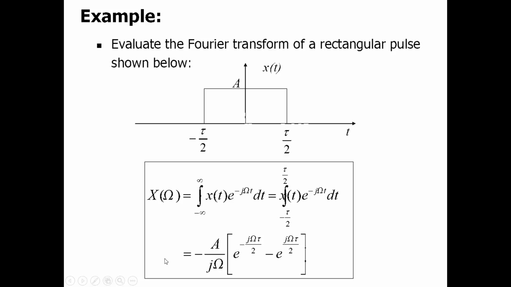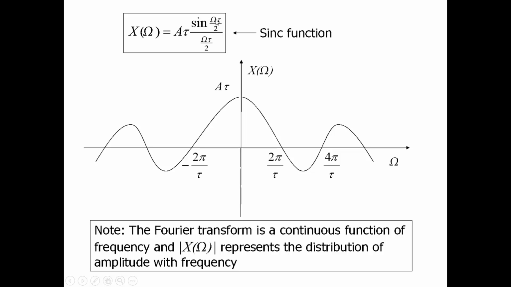If you manipulate this, it is basically a sinc function: sine of omega tau by 2 divided by omega tau by 2. This is a sinc function. Therefore, capital X(omega) is equal to A tau times sine of omega tau by 2 divided by omega tau by 2, right? Now at omega equal to 0, if you take its limit, this will be equal to 1. So you will only get the value A tau. At omega approaching 0, you will get the value of X(omega) as A tau.